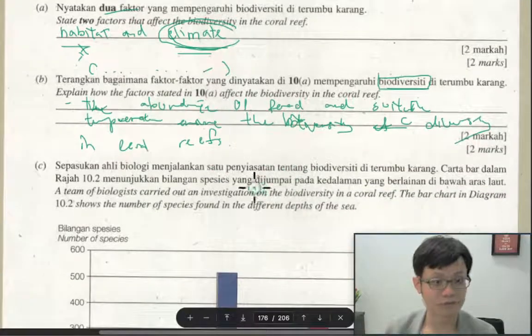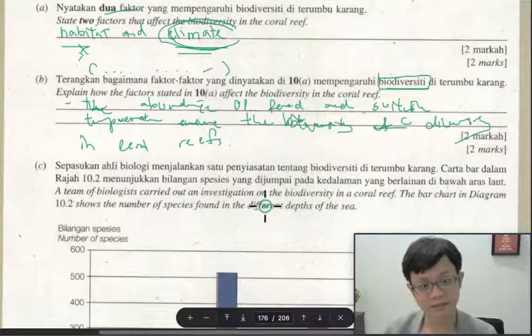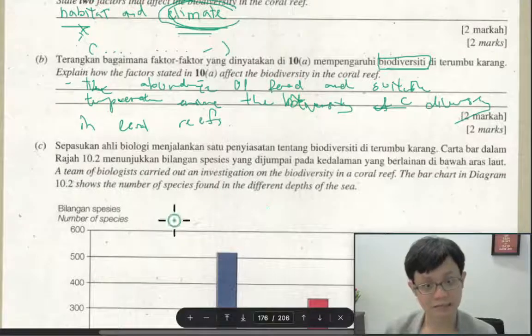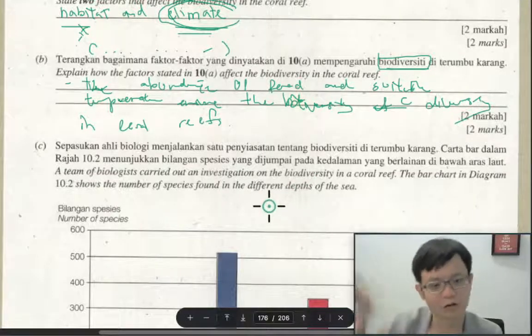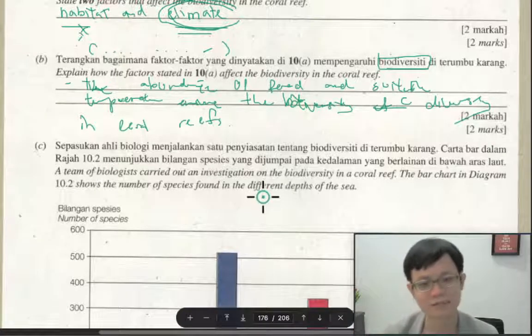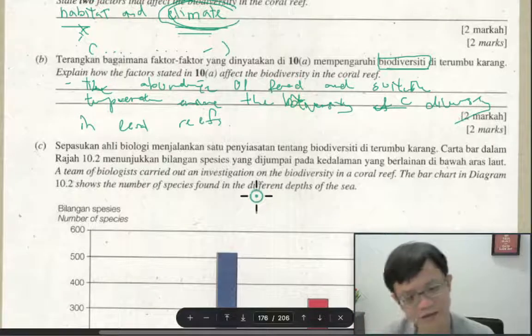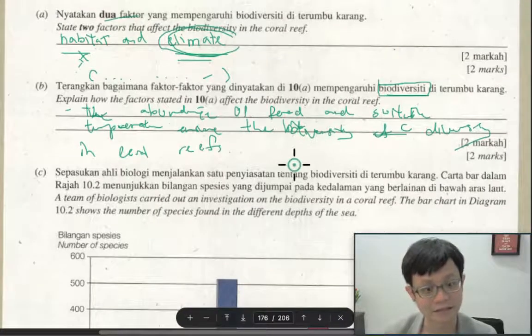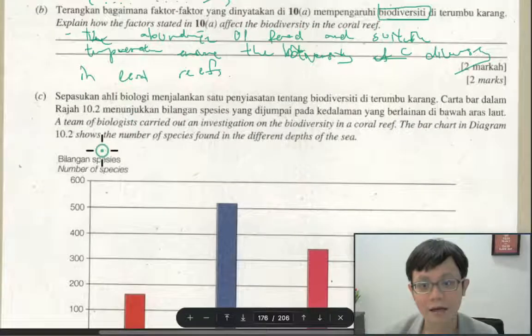If next year you want to take business, probably this is the few factor you want to consider before opening a business. You don't consider, didn't study properly, that is how when a business open close, you see people outside do business open close, because you need to study properly the habitat, the diversity. Okay, continue on. A team of biologists carry out an investigation on the biodiversity in the coral reef, the bar chart shows.